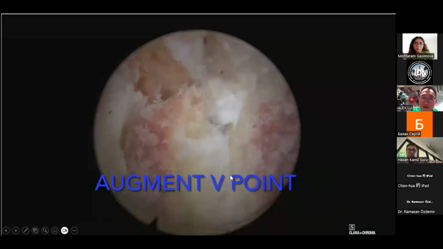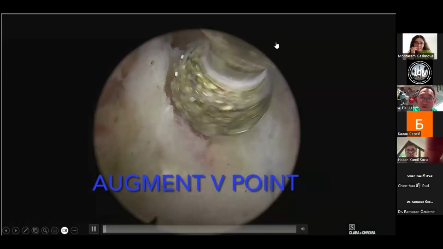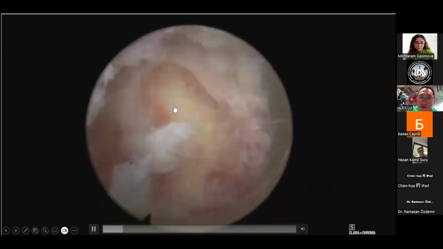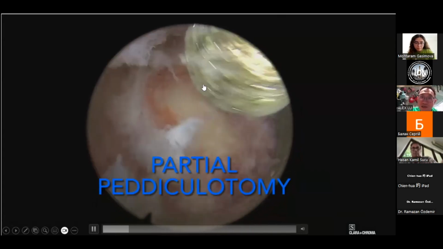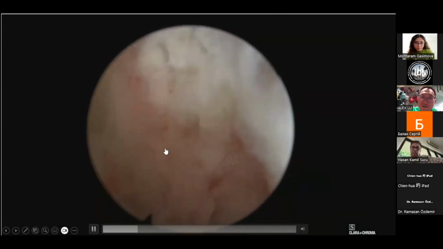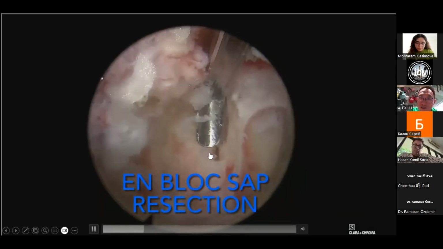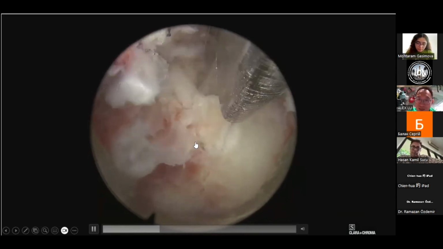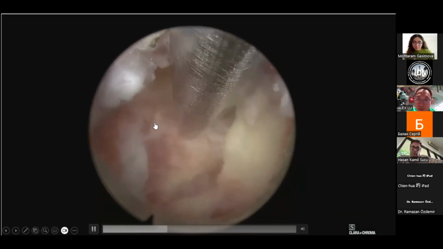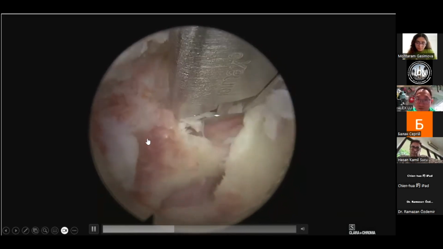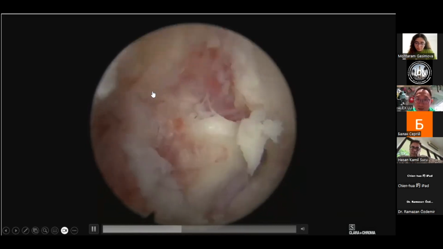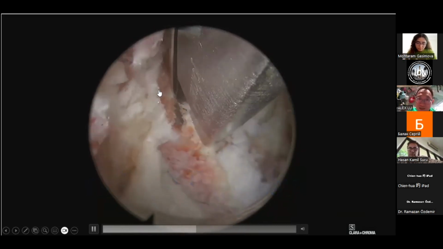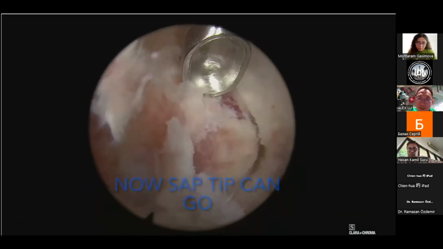So let's see how I find the pedicle. First is the V point. You remove the shingling IAP, you find the pedicle is cortical bone inside the cancellous bone. So this is where the pedicle is here. So you start cutting in one piece, like here. You remove the medial SAP, where you designed, and you use the curette to lift the SAP and take the whole piece of the SAP, like this one.